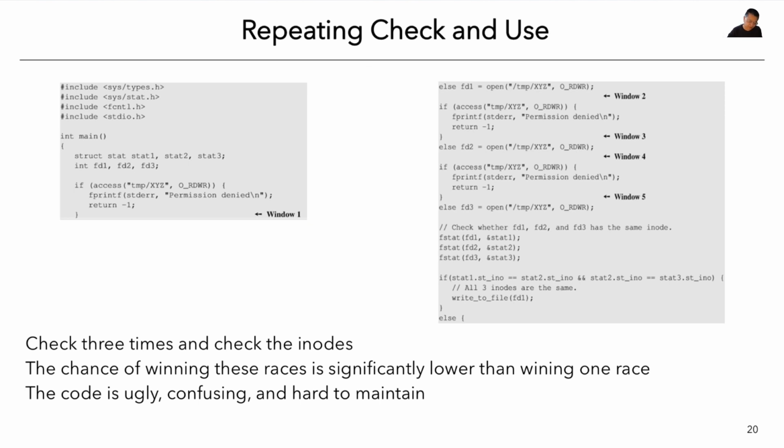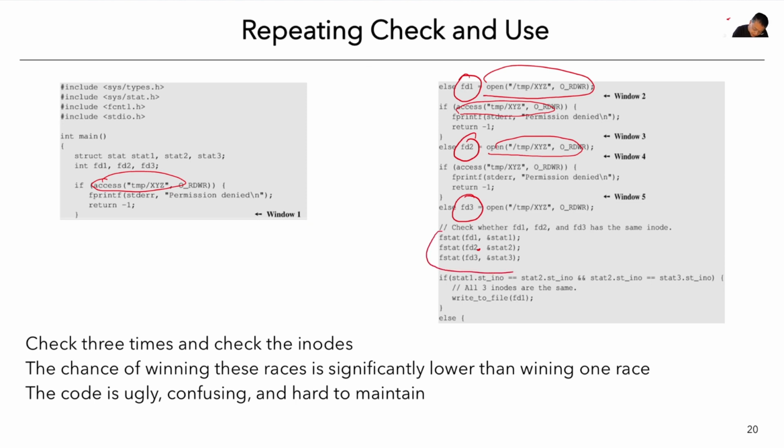So here is another possible defense: repeat the check and use. If you look at the program on the left side, we first do the access, right? Then we open it. Then we check the permission again, then we open it again. So now we have two file descriptors. Then we can do it again and get another file descriptor. So now we have three file descriptors pointing to the same file, the tmp XYZ file. Then we can call fstat to get the information about the file.